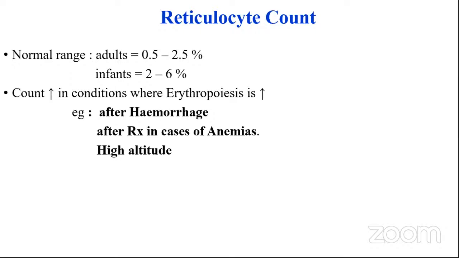Physiologically, newborns and infants have a higher count, and that is physiological. Even high altitude is considered a physiological increase in the reticulocyte count, that is, reticulocytosis. Coming to the pathological conditions, we have n number of conditions here, like hemolytic anemia, acute hemorrhage, the treatment of deficiency anemias, or any condition that stimulates the bone marrow to produce red blood cells. They are all pathological conditions.